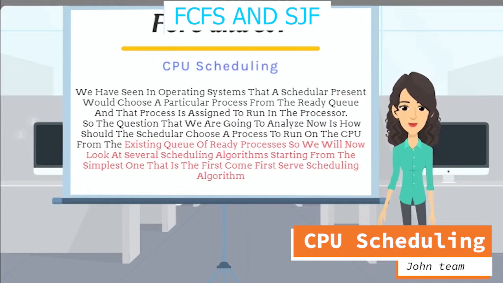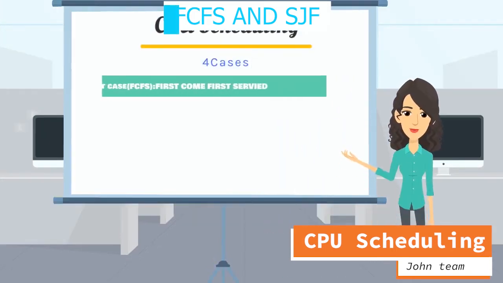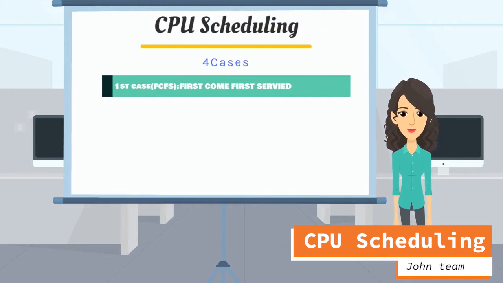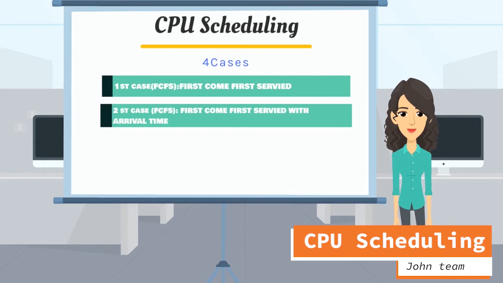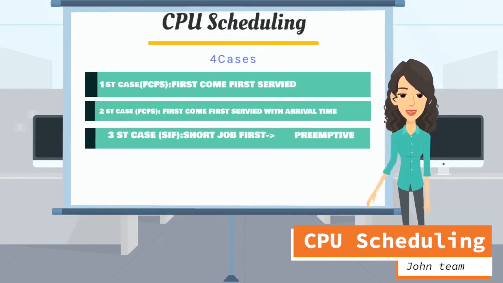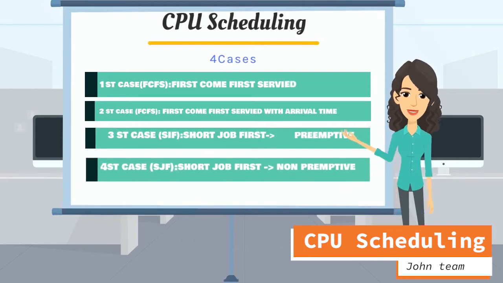So we will now look at several scheduling algorithms, starting from the simplest one, that is the first come first serve scheduling algorithm. We have four cases. First one is first come first serve without arrival time. Second one is first come first serve with arrival time. Third one is shortest job first non-preemptive version. Fourth one is shortest job first preemptive version.